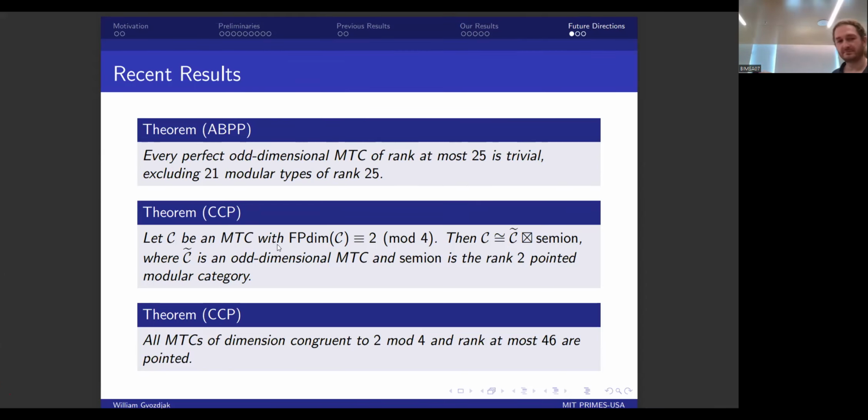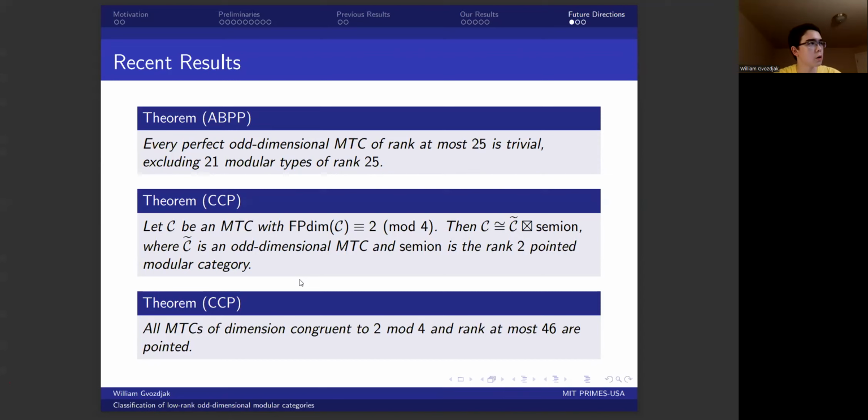Do you know, in our list, what is the largest dimension of these categories? Can you hear the question? Did you hear the question? I couldn't hear that, sorry. So what is the largest dimension of the categories in your list? For each, let's say for rank 23, what is the largest dimension? Is there a relationship between the largest possible dimension of the MTC and the rank?